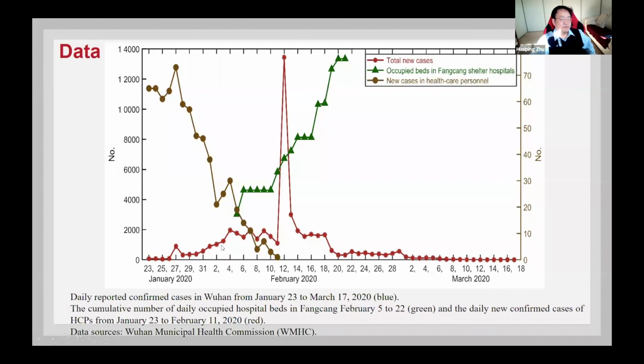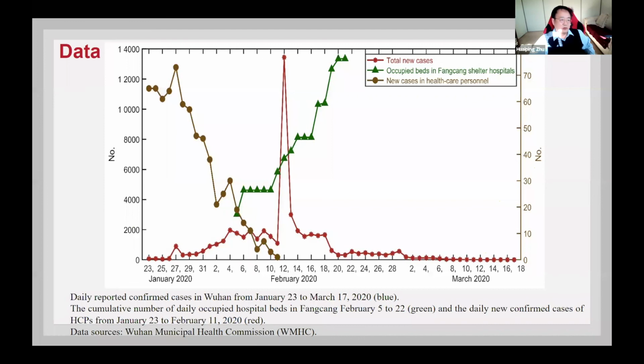And then starting off is the occupied beds in Fangcang Shelter Hospital. This started on February 5th. So starting this day, the hospital beds in Fangcang Shelter Hospitals were occupied. As you can see, from this day, more and more beds were put into use. In this process, you can imagine earlier people admitted and then they recover, they will leave. More people coming in, the whole process, more and more Fangcang hospitals were built. So this is the second data.